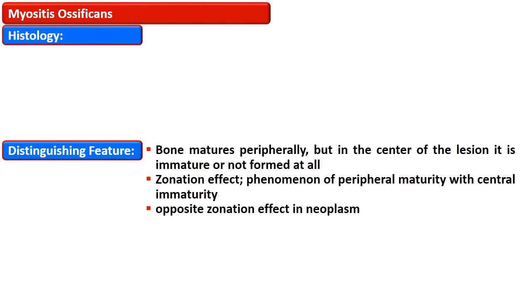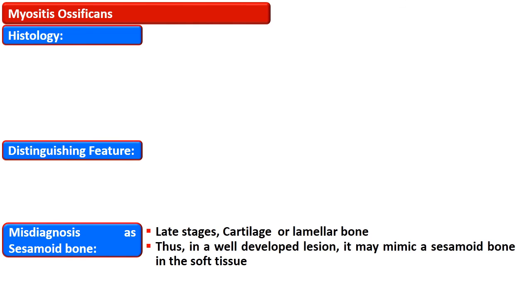Atypia and abundant mitosis are present in the fibroblasts, which mimic a malignant tumor. But this condition is distinguished from malignancy by zonation effect. In myositis ossificans, the bone matures peripherally, but the center is immature or not formed. The zonation effect is opposite in malignancy, when there is more dense bone formation in the center. In the later stage of the disease, as this woven bone is replaced by the lamellar bone, it may mimic a sesamoid bone.